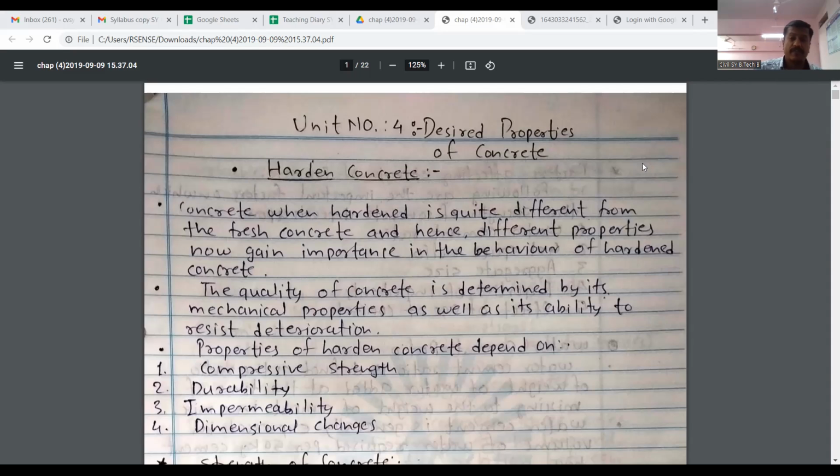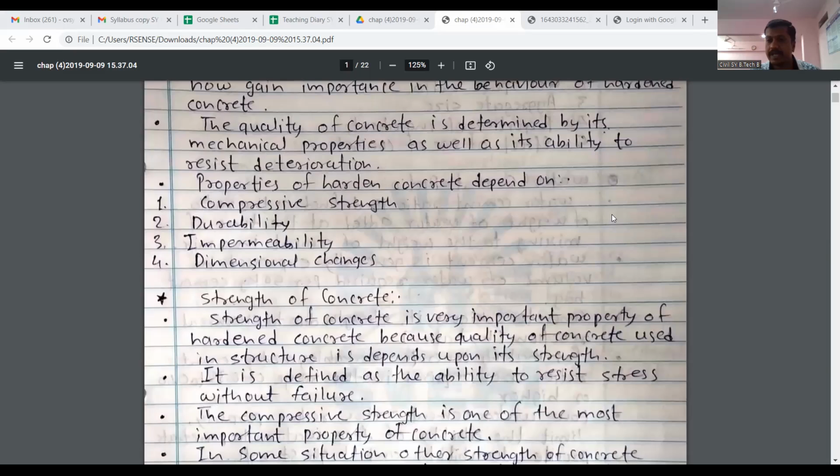If you are dealing with the fresh concrete, we are using the term physical properties of that fresh concrete, or physical properties maybe of your cement, coarse aggregate, fine aggregate, whatever materials we are using. So it is very important for us to know about these mechanical properties of the hardened concrete. Okay, as well as which hardened properties we are going to check for our particular concrete. So the properties like compressive strength, then durability, impermeability, or the dimensional changes.